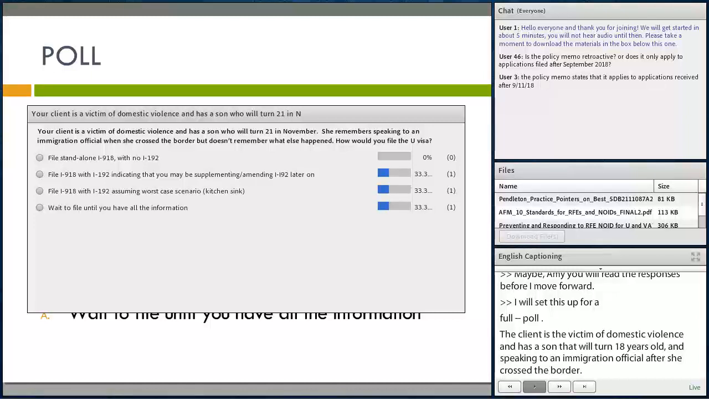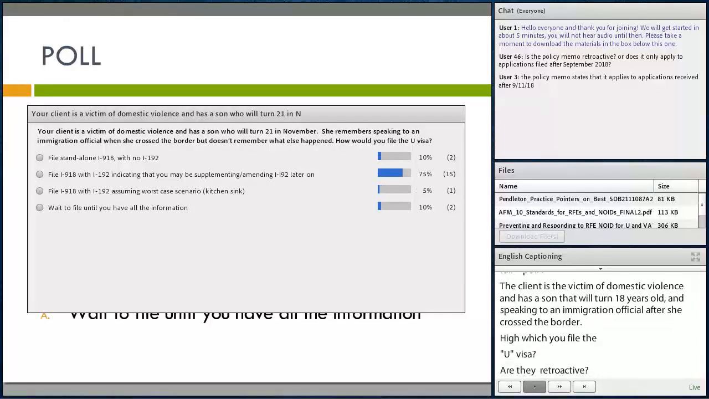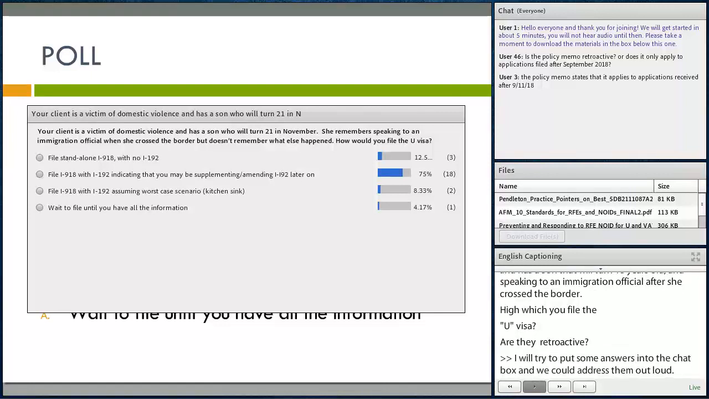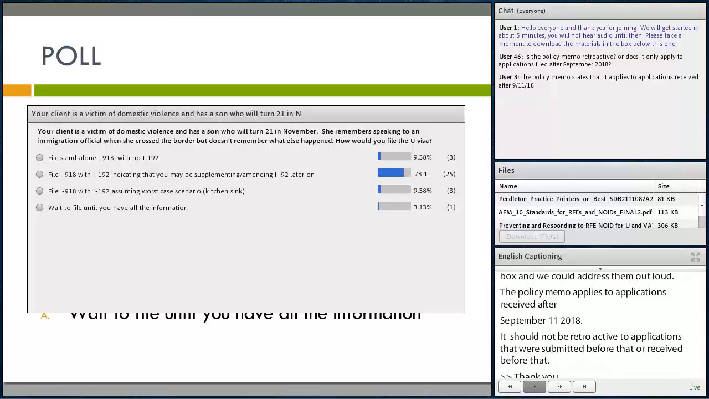So while they do that, do you know, Amy, Maria asked, is the memo retroactive, on filing for all those cases that have been pending for like 2 years? Are they going to suddenly open them up and deny them? Right. So I'm going to try to put some answers into the chat box as we go, and we can address them out loud as well. The policy memo applies to applications received after 9/11/2018. Oh, good. So it should not be retroactive to applications that were submitted before that or received before that. Thank you. And now I'm going to turn this over to you to facilitate the poll and discussion.